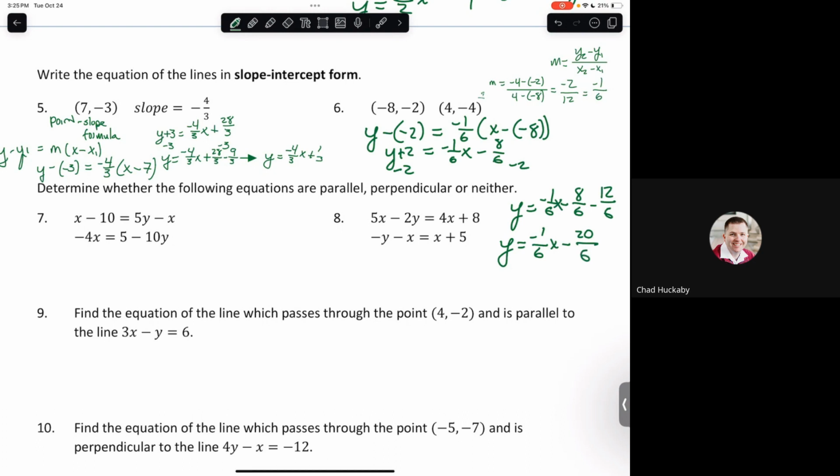Are we finished there? Can anything be reduced? Can you simplify 20/6? We can. What can we simplify that to? 6? No. Looks like we have a common factor of 2. So we can divide the 20. Yeah, go ahead. 10/3? 10/3. So y is equal to -1/6 x minus 10/3. And that would be your final answer.